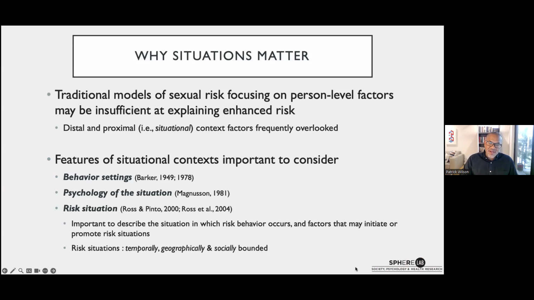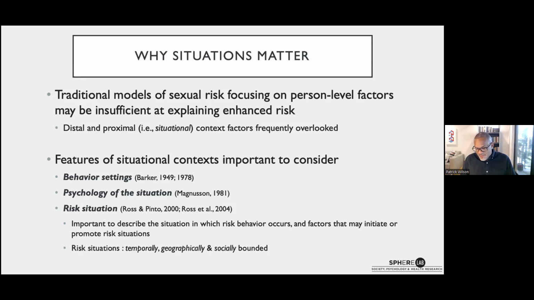So really quickly, just the background on this, and I think many people understand and know this body of research, and again, this is not necessarily new, but the idea is that looking at just the person level may not help us understand the full context of risk behavior, and that looking at distal and proximal factors is really important, especially the situational context, even though it's frequently overlooked, largely because it's not easy to quantitatively measure these contexts on a large scale.